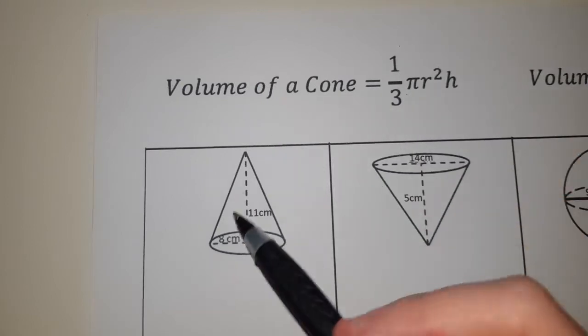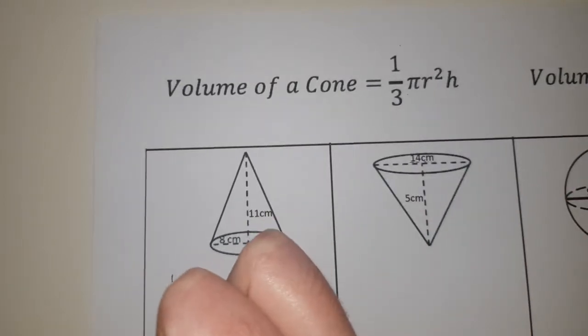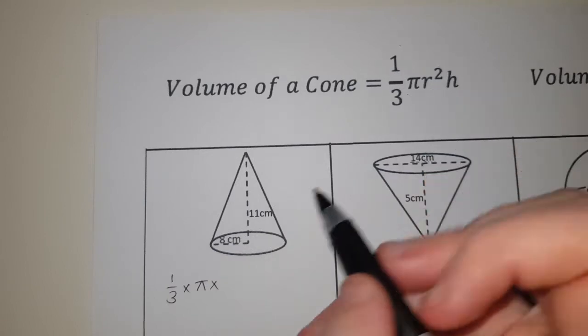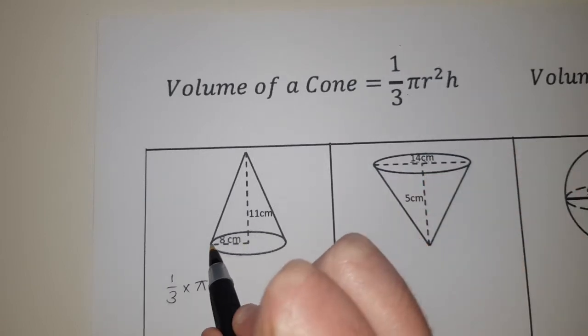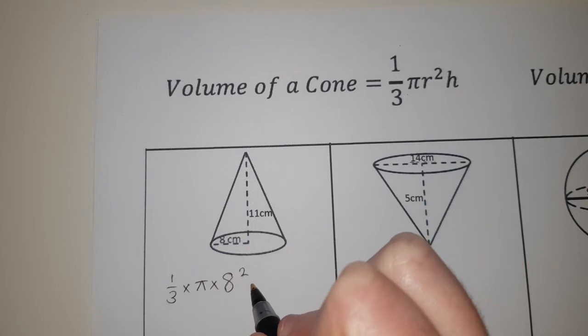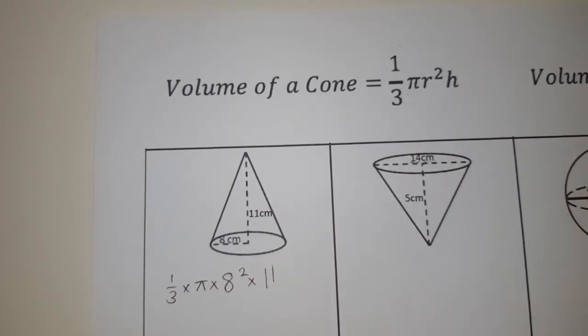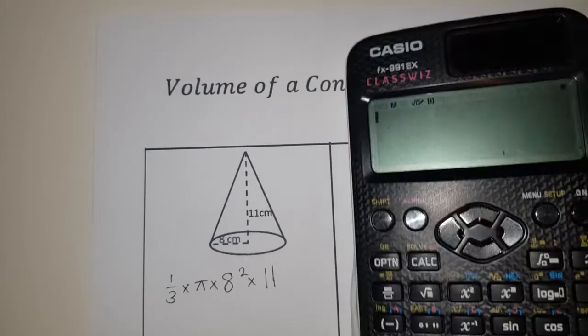So on this one, all I'm going to do is a third times pi times, remember r stands for the radius of the circle, which is the measurement from the centre to the outside, so times 8 squared, and then times by the height, in this case 11, and this is it. That's how you do the volume of a cone. You literally chuck it straight into your calculator.